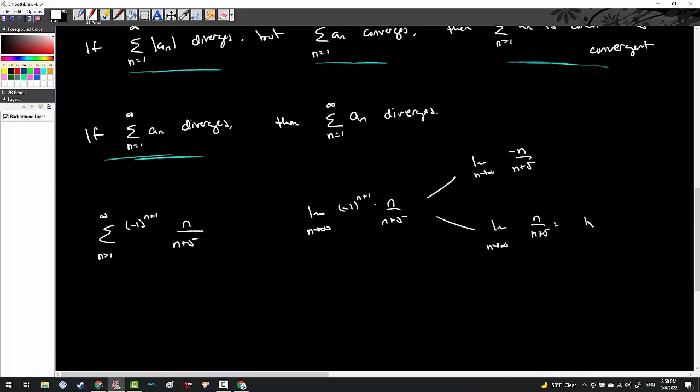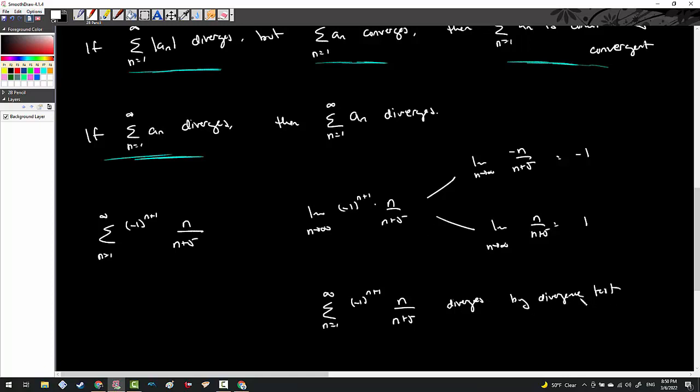And since the limits don't agree, all we can say here is that the sum from n equals 1 to infinity of negative 1 to the n plus 1 of n over (n plus 5) diverges. And if we had to label a test on this one, this would probably be akin to the divergence test, right? So it diverges by the divergence test.